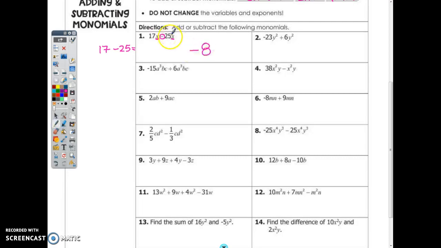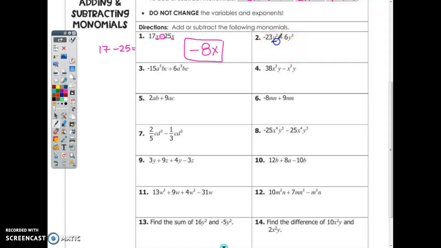And because both of them have an x, the answer has to have an x. Okay? Any questions? You just subtract them because it said minus. Okay? Problem number 2. Do these two look alike?